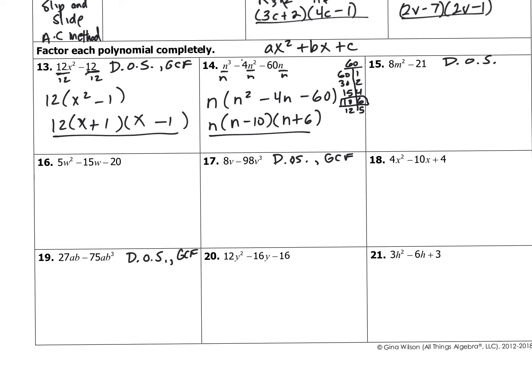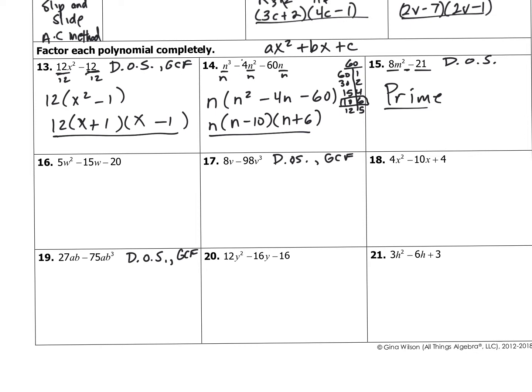All right, 15. Is there a GCF? Well, the only thing I noticed was that it was subtraction. So since there wasn't a B term, I was just assuming it was difference of squares. But 8 and 21 only share a factor of 1. So no GCF. This is prime, meaning it cannot be factored. Okay, it can't be simplified in any way. There's no GCF. There's nothing I can do.